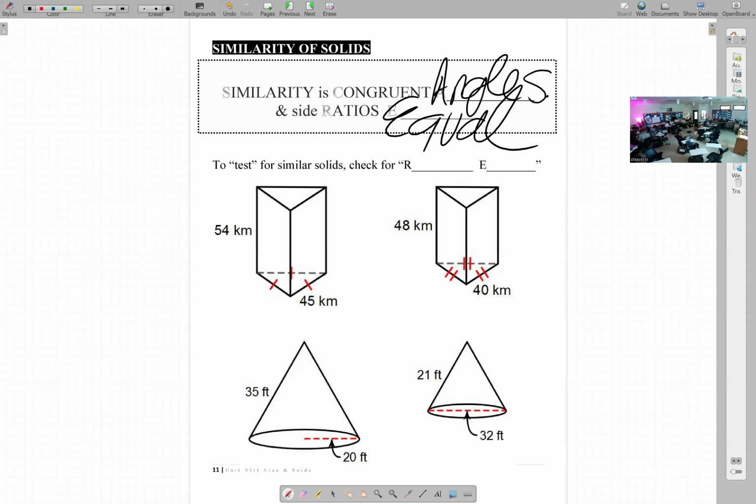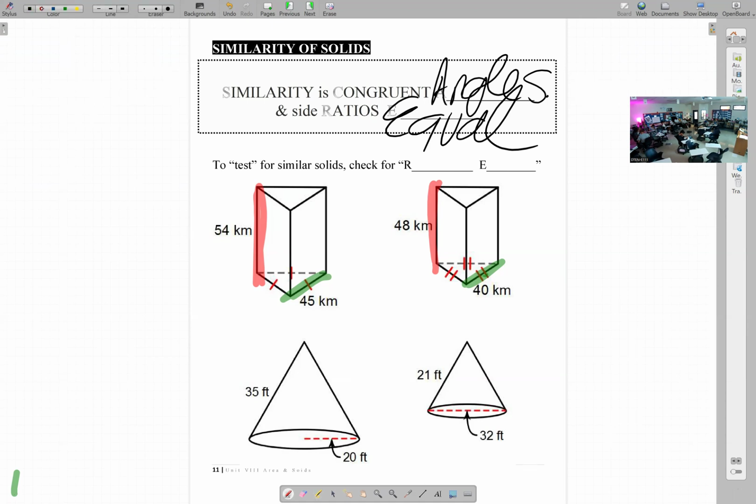All right. Now, to check for similarity, I want you to match up the corresponding sides and reduce. Go. Match up the corresponding sides and reduce as fast as you can.